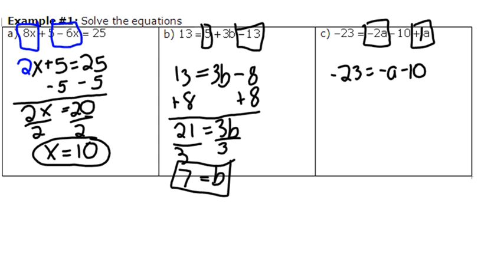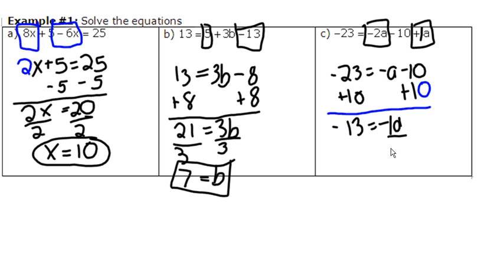So from here, I'm doing exactly what I normally do. I'm going to add 10 to both sides. I undo addition and subtraction first. So negative 23 plus 10 is negative 13. And I have the negative a. Now, we can't leave a negative a. We think of this as negative 1a.